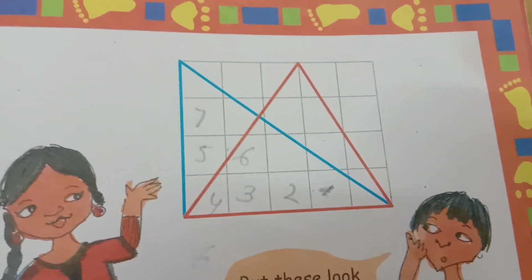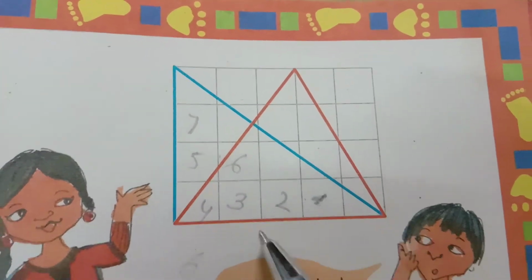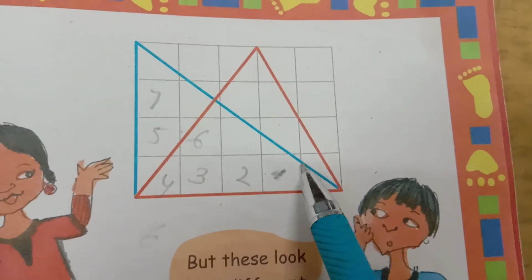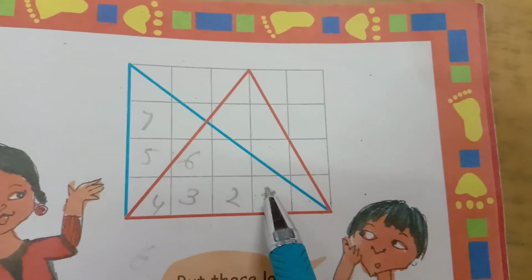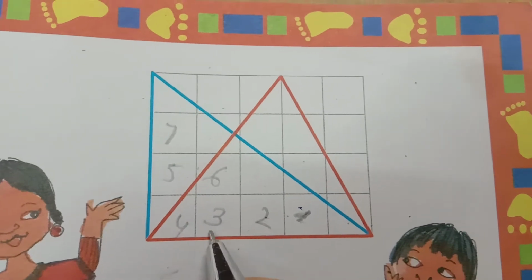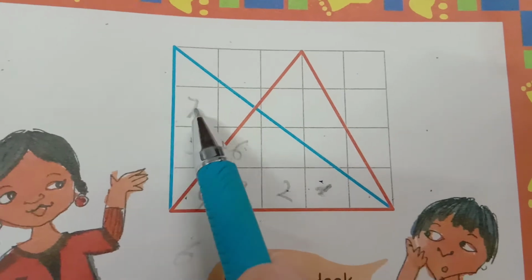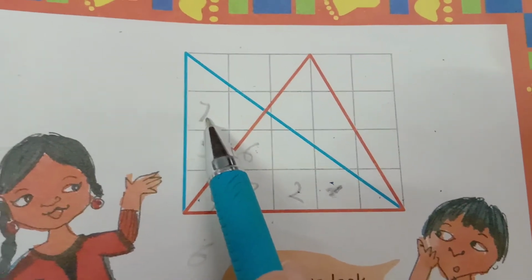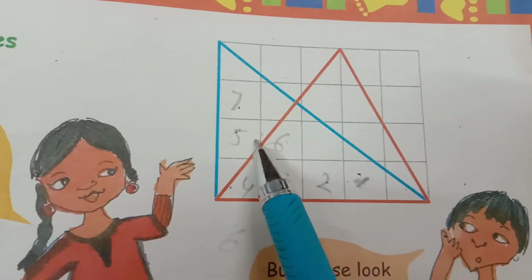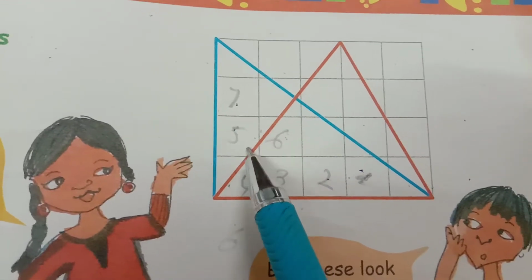If you observe this figure with the blue triangle, this part is less than half a square and this part is more than half. First count the completely filled squares. See, this is 1, 2, 3, 4, 5 and 6. There are 6 squares which are completely filled. Therefore, the area of the 6 squares will be 6 square centimeters.